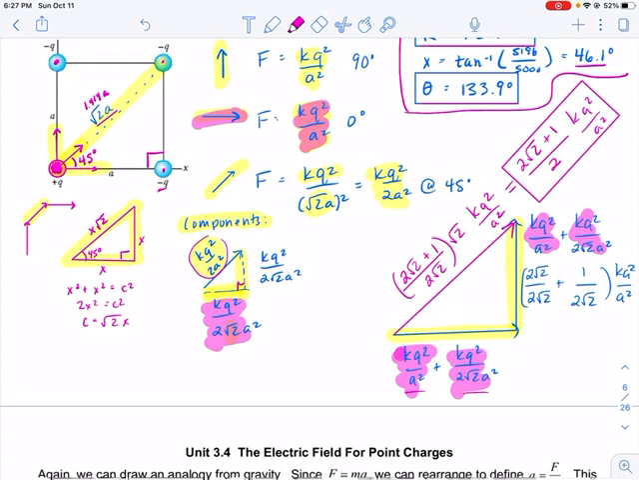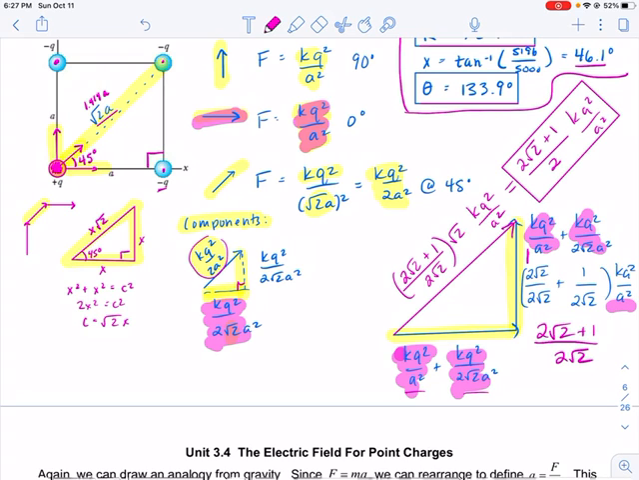And then what I did next was I factored. I made this into something with the same denominator. So when I factored out kq squared over a squared, instead of calling this 1, I'm going to call it 2 times the square root of 2 over 2 times the square root of 2, because that allows me to simplify or combine.